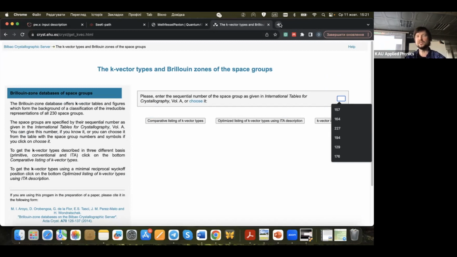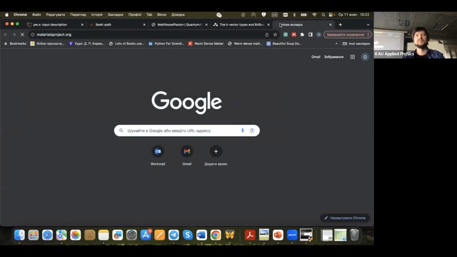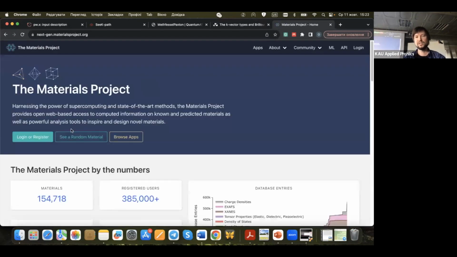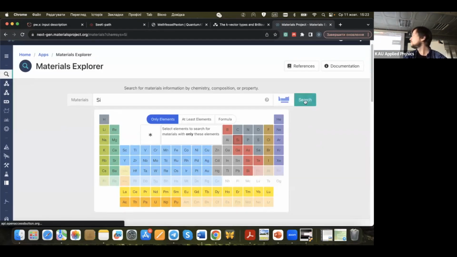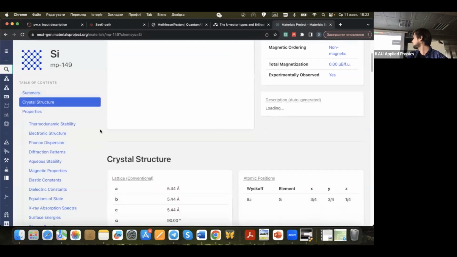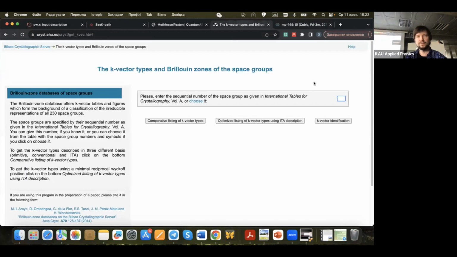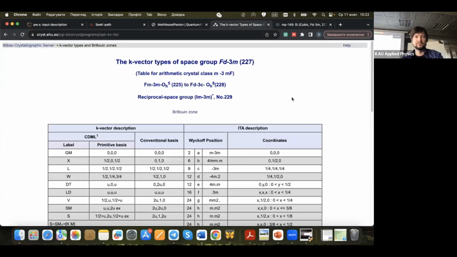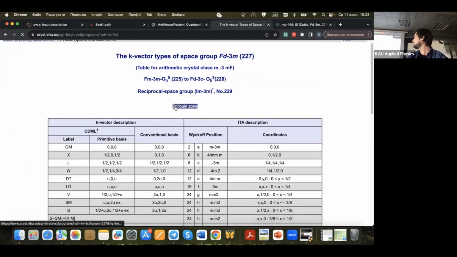I don't remember our space group. It is 229 something. I can see it in Materials Project. Here is cubic C, and here is 227, our space group. So I can type the space group 227 here in the Brillouin zone. And I will have all the information about the Brillouin zone, which looks absolutely crazy.